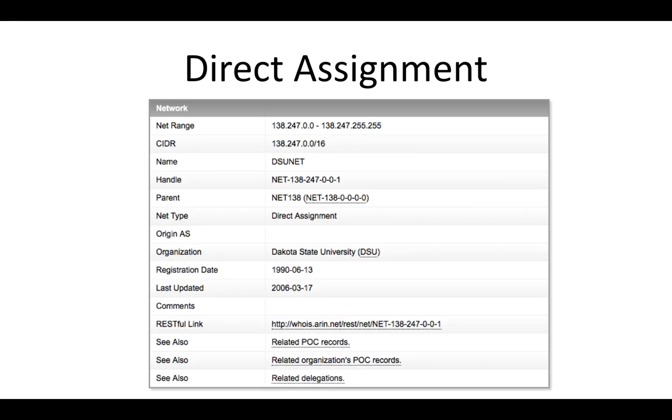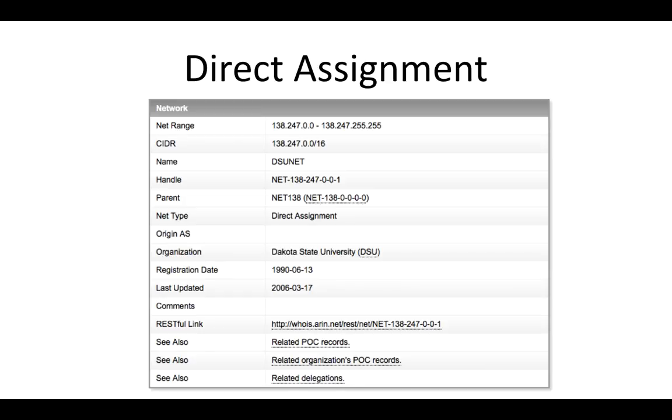If you want to take a look at this, this is the assignment from ARIN on the DSU network. So it's kind of interesting. If you look at this, you can just go right out to whois.arin.net, and you can look up your IP address and figure out where those allocations came from. But what you can see here is that DSU has a 138.247, and that's a slash 16, so we know that's a Class B network.